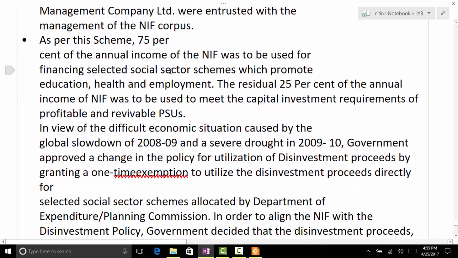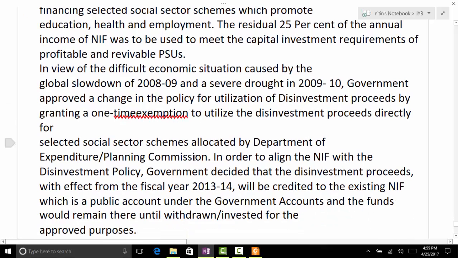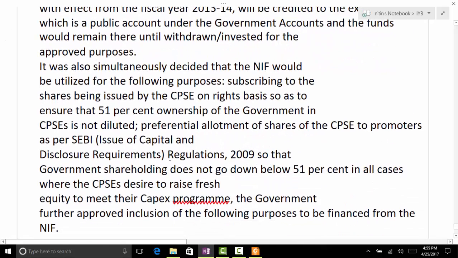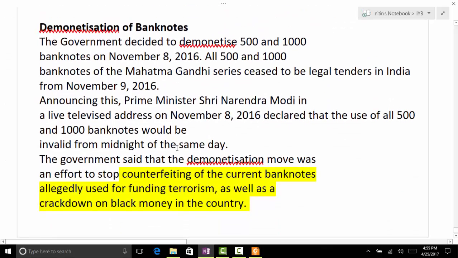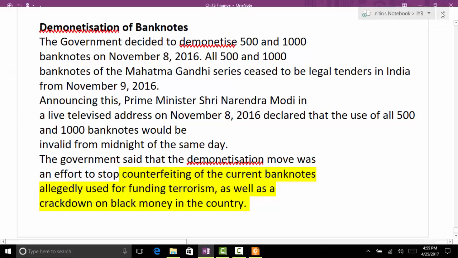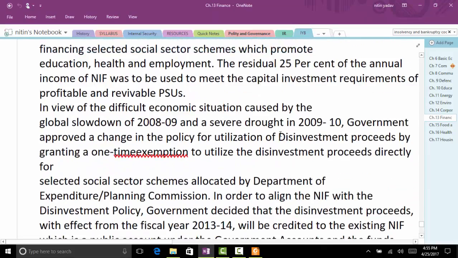So this is what you're asking, right, Divya? So here now this was expanded further. It was expanded further and given later on. Demonetization, we have read it already. What are the basic objectives? That's all from this chapter.